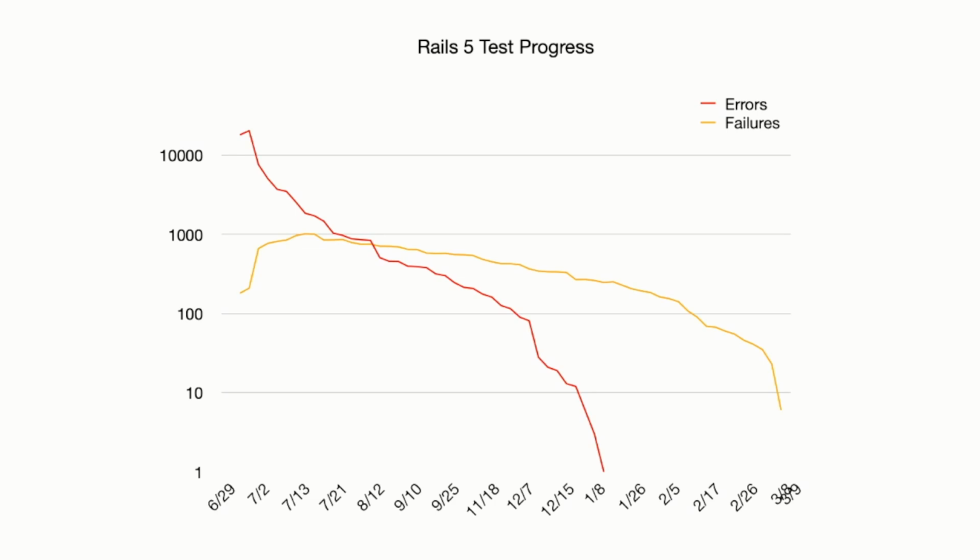So the upgrade from Rails 4 to 5 took 2.5 years. We cleaned the code extremely. We removed almost all magic possible. It was a lot of work. This is actually the evolution of the amount of tests failed and errored during the last year or so.